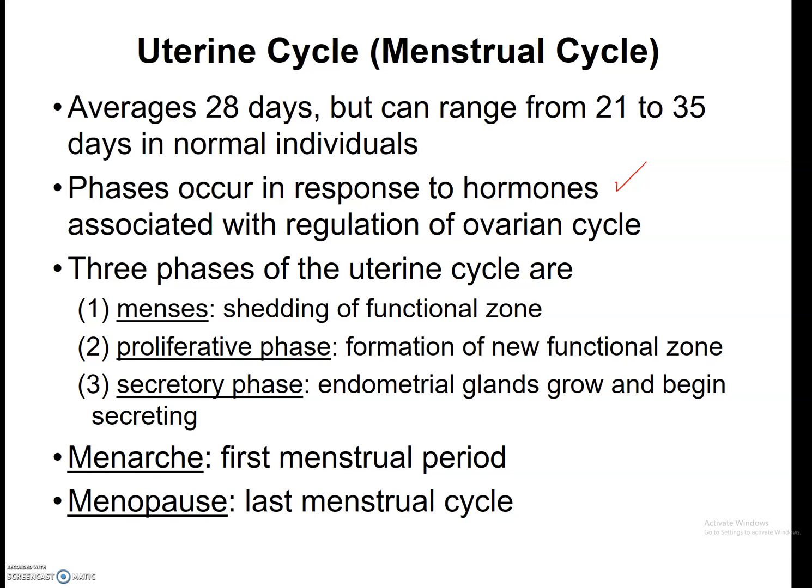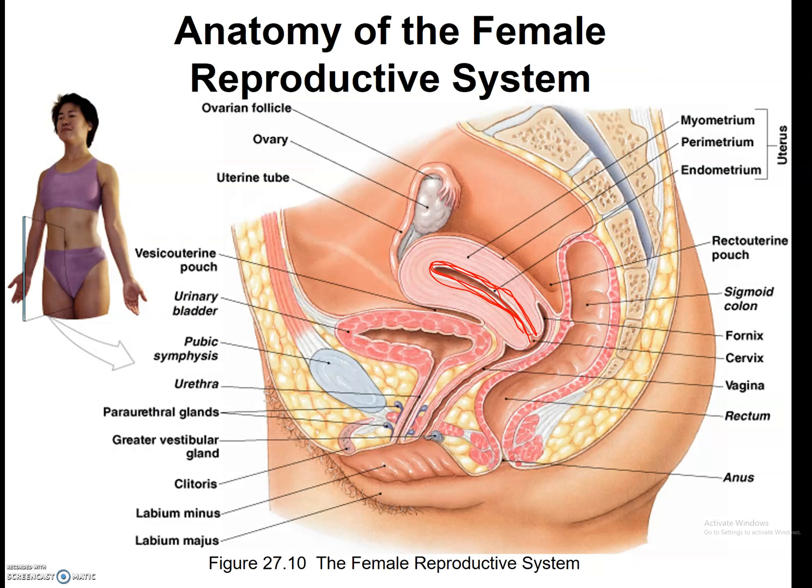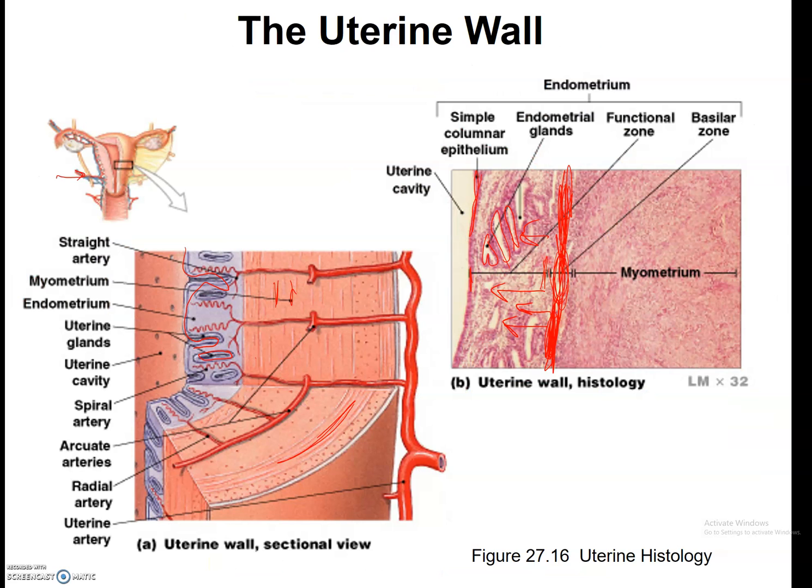There's the proliferative phase. That's when the new functional zone is being made and is starting to grow and develop, and new blood vessels are growing into the new functional zone. And then there's the secretory phase, where the endometrial glands grow and begin secreting. And so the endometrial glands were, if we go back 2 slides, these regions right here, the endometrial glands. So they're always regrowing every month.